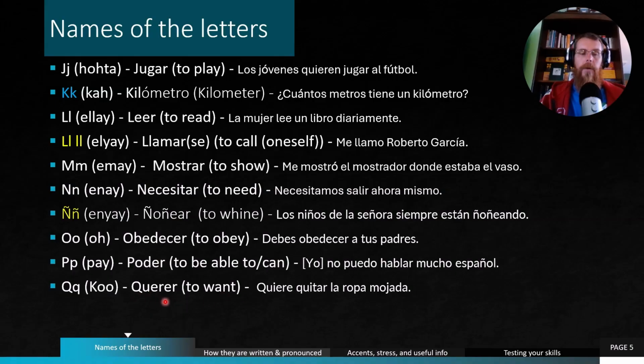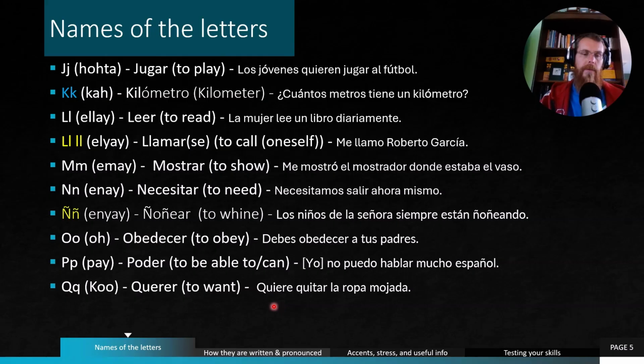This is a verb that you should learn. So we have Q, which is Q in English, and the verb that is given is querer, which means to want. Querer, and the sentence is "Quiere quitar la ropa mojada." And you'll notice that just like in English, Q has a U after it. It makes a K sound.